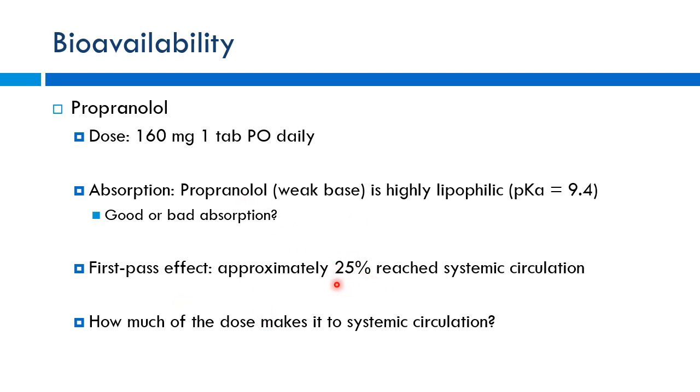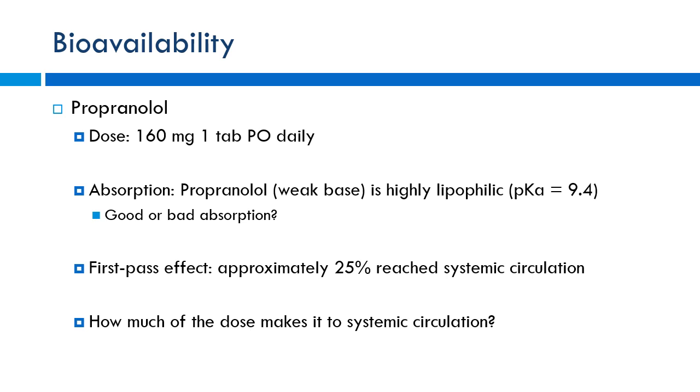Okay. So in this case, what would you say about the bioavailability? 25%, right? So it only has 25% bioavailability, only 25% reaches systemic circulation. So for our purposes, we give a 160 milligram dose, how much of it makes it into the system? 40 milligrams, right? And this is one of the big reasons why, if you're comparing IV doses versus oral doses, in some cases they're saying 1-to-1.